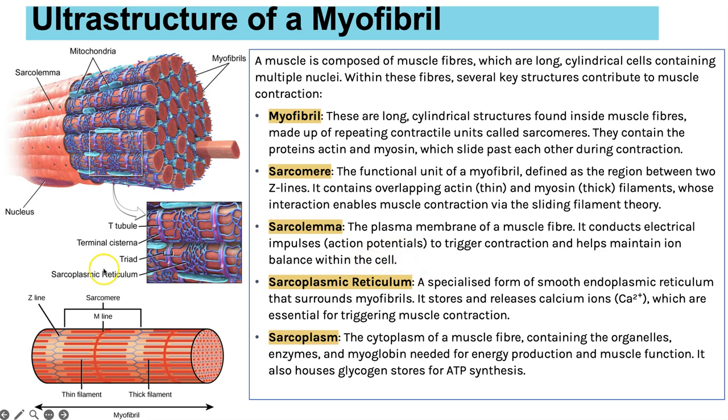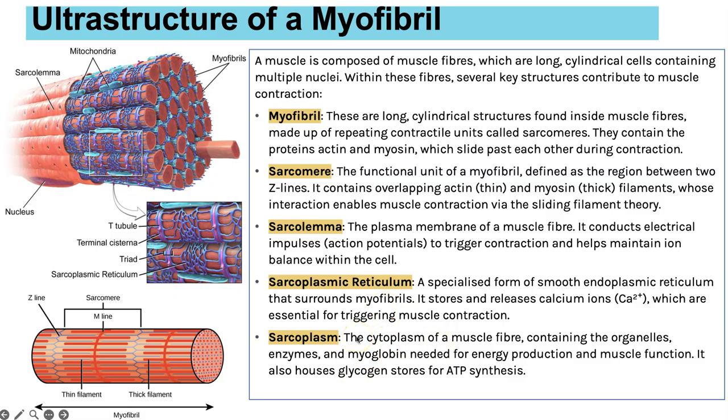Next then we have sarcoplasmic reticulum, which we've zoomed in here and we can now see this sarcoplasmic reticulum. It's a specialised form of smooth endoplasmic reticulum that surrounds the myofibril. It can store and then release calcium ions, which are essential for the triggering of the muscle contraction in the sliding filament theory. And then lastly, the sarcoplasm.